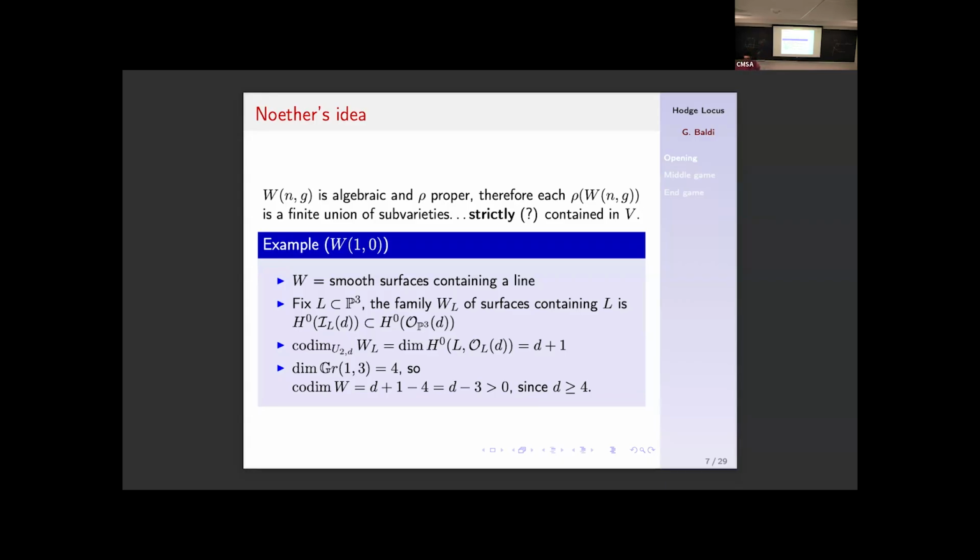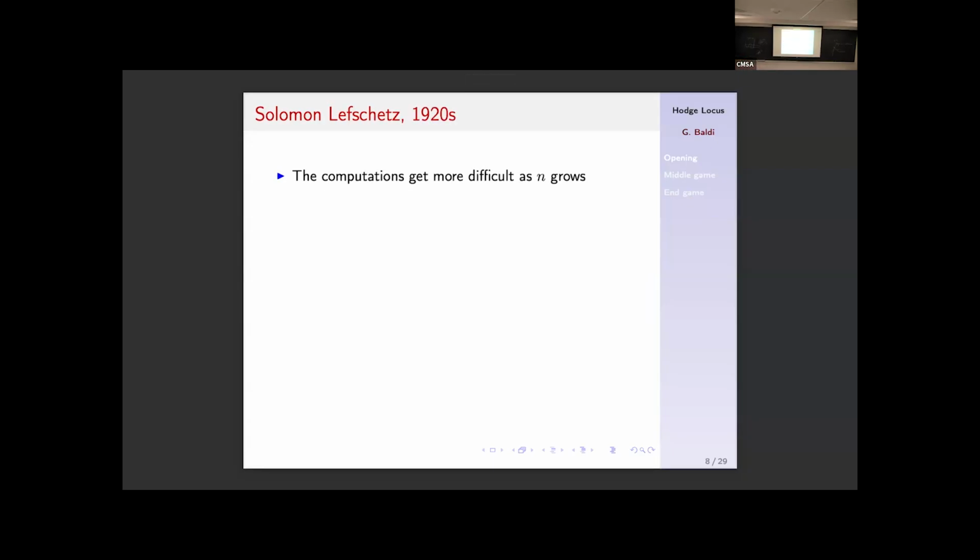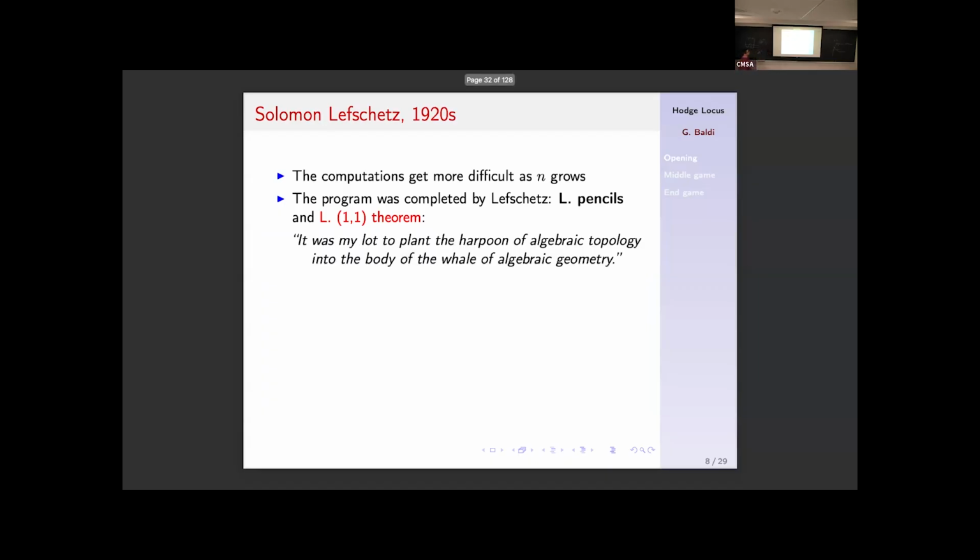Are there any questions on this point? Okay, but the computations get more and more difficult as n grows. So here I was capable of doing it just because I had a line. And in fact, this program was completed by Lefschetz, and he introduced the so-called Lefschetz pencil and also the Lefschetz (1,1) theorem. And yeah, I can read the quote.